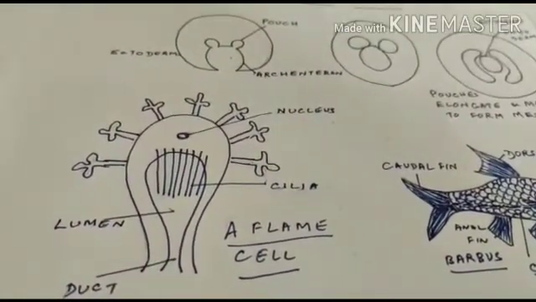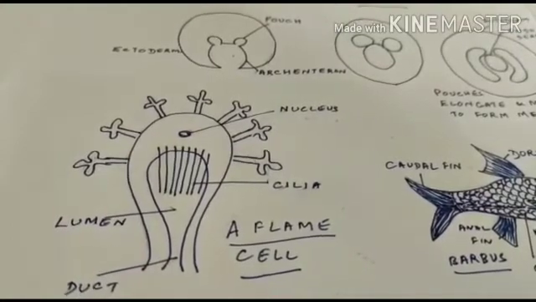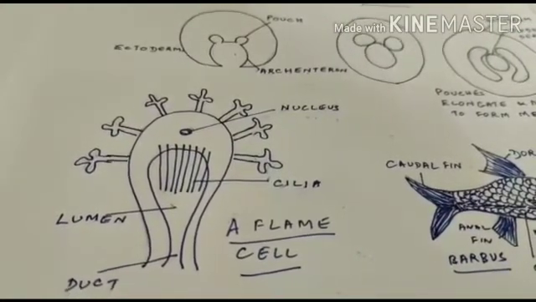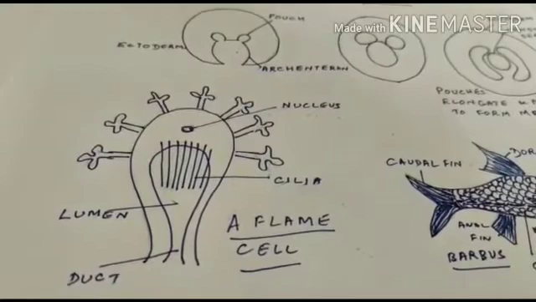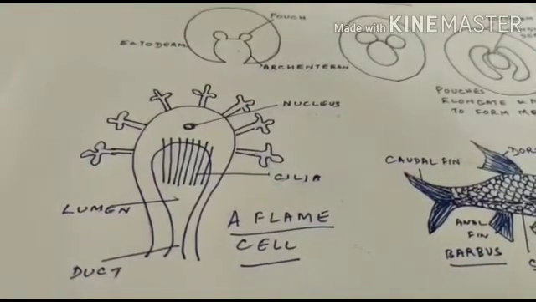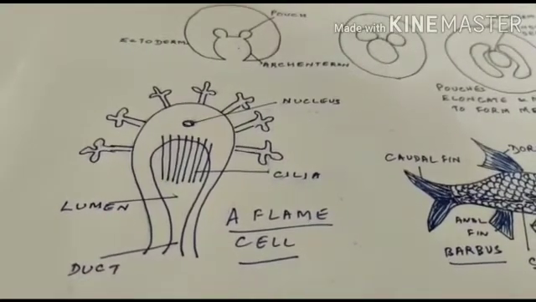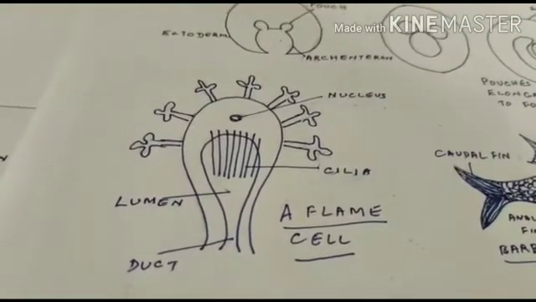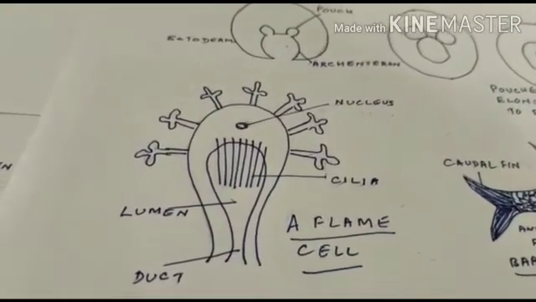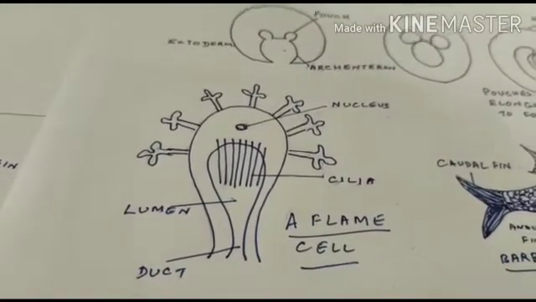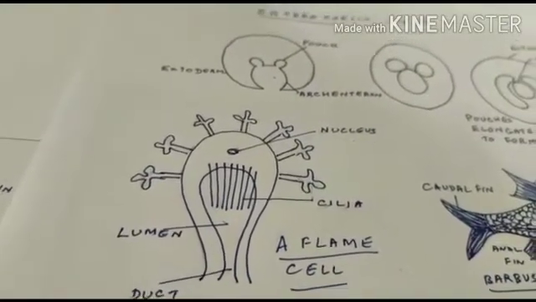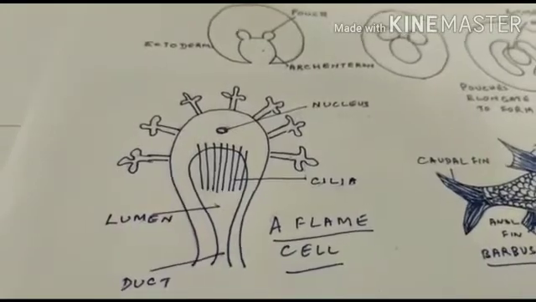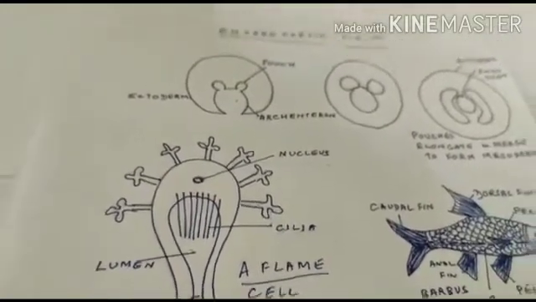Next are the solenocytes. Solenocytes are the flame cells, and these flame cells are responsible for the excretion of the excretory material in the body of cephalochordates. Next is the digestive system. In case of the cephalochordates it is ciliated, which is very much similar to that found in the various invertebrates.